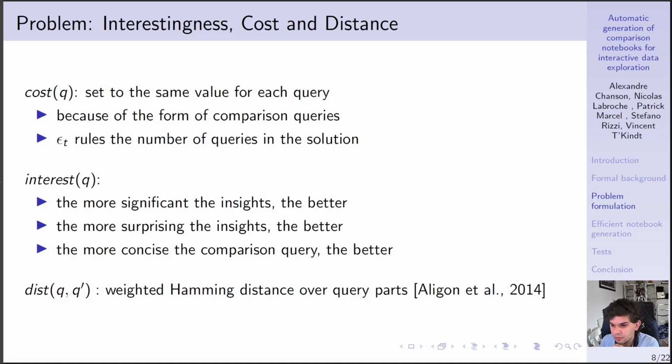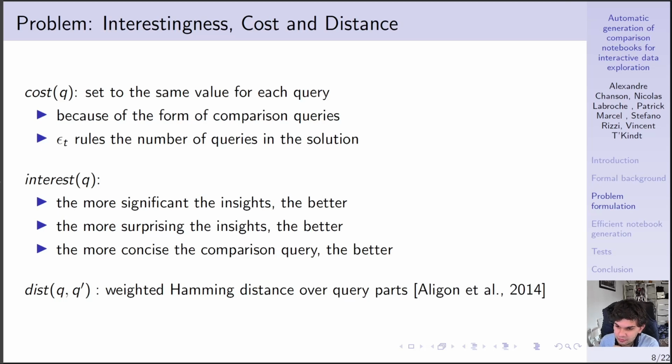Interestingness is more complex, and there has been quite a debate in the literature. We use a combination of insight significance and surprise obtained via statistical testing, obviously, and we throw into the mix the conciseness of the comparison query. There are details on how to do this in the paper, obviously.